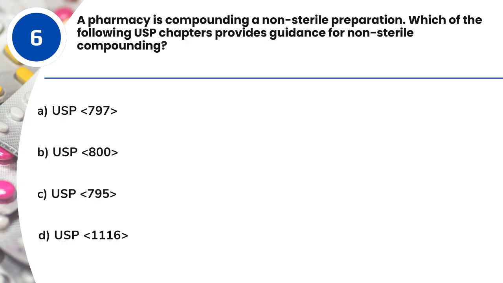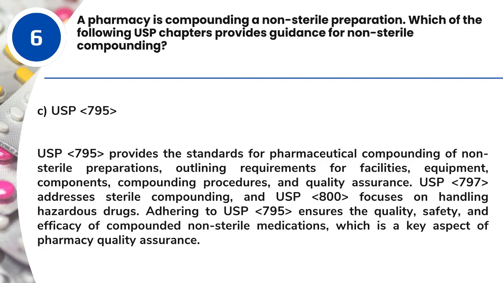Question 6. A pharmacy is compounding a non-sterile preparation. Which of the following USP chapters provides guidance for non-sterile compounding? A. USP <797>. B. USP <800>. C. USP <795>. D. USP <1116>. Answer C. USP <795>.